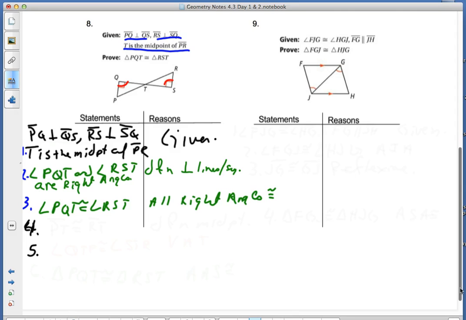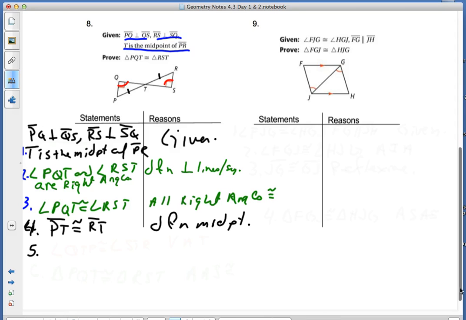Now, I got vertical angles and I've got midpoint. I'm going to do the midpoint next, I think. So I've got PT and RT because definition of midpoint. I got midpoint. And remember, T was the midpoint of PR. It was not the midpoint of QS. So I got to make sure I'm working with the right segment when I do this.